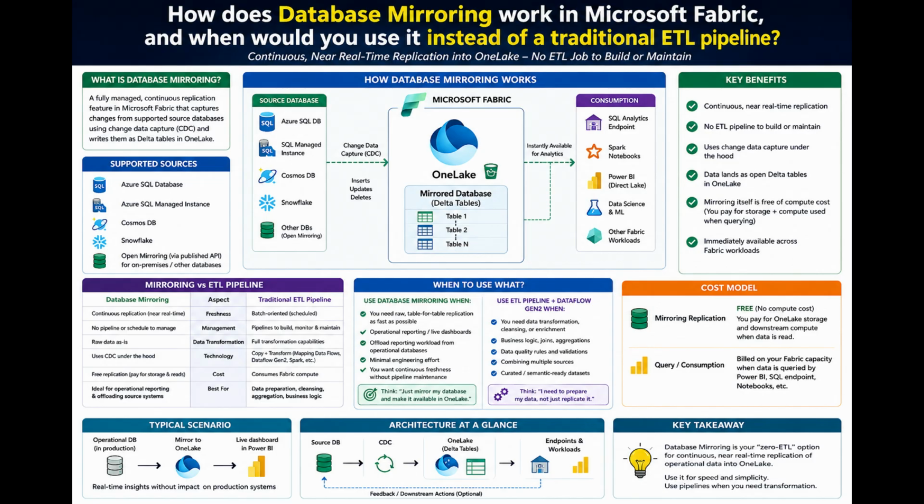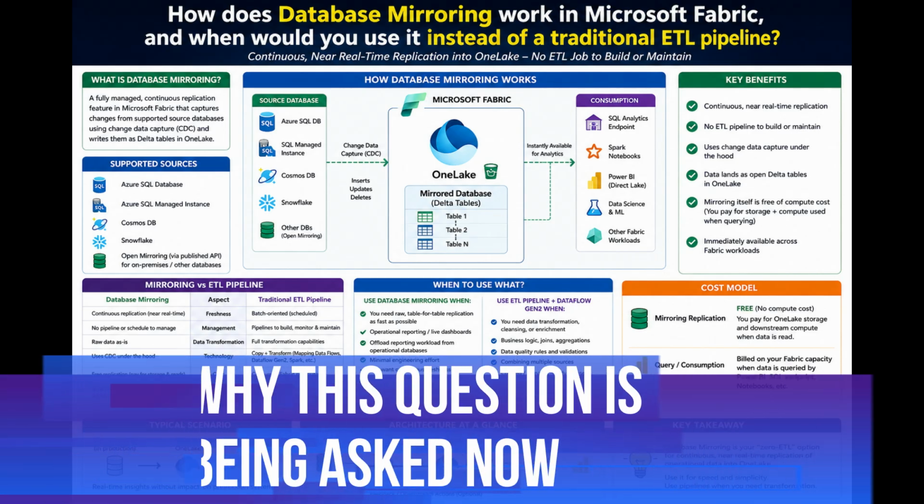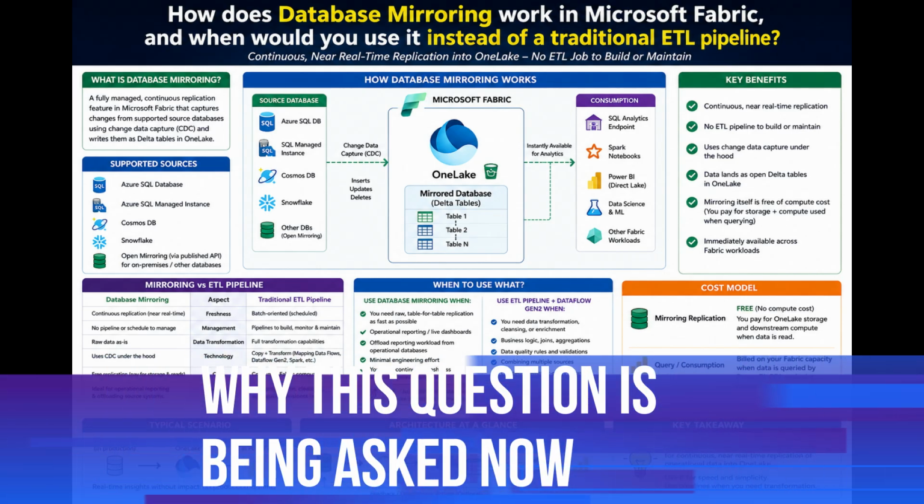and you are not just following the questions asked maybe previous month, previous year, like that. So let's go deep on this, and again the question is, how does database mirroring work in Fabric and when would you use it instead of a traditional pipeline? So why is this question being asked now? A quick context on why this matters.